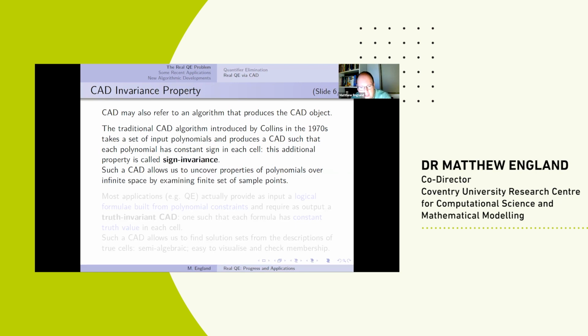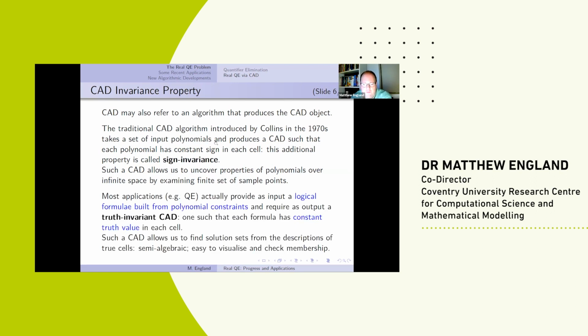I do have a side note here that in practice that's a little bit trivial, and what we really want is not polynomials but logical formulae. That's what we have in our quantifier elimination problem, for example. And what we really need is not sign invariance but truth invariance for the formulae.